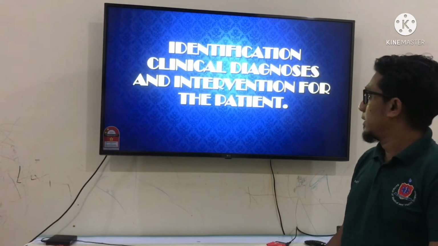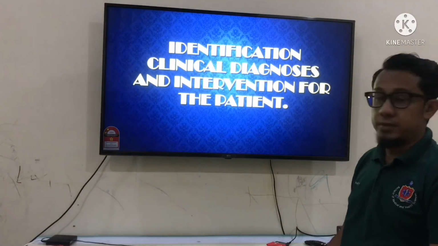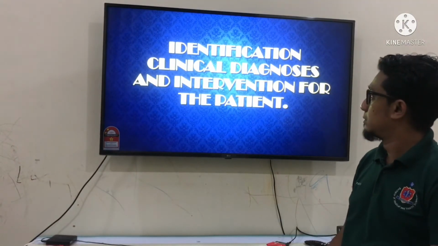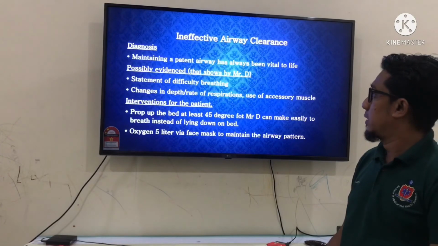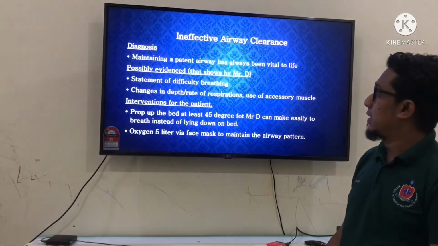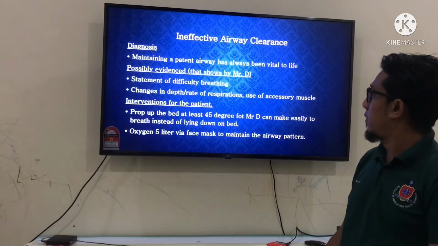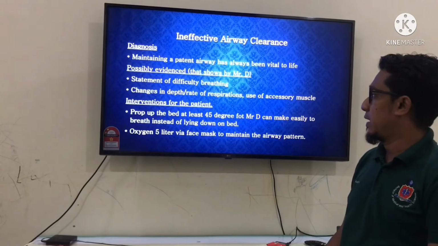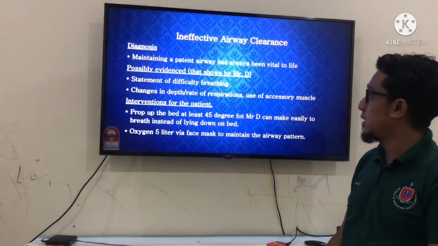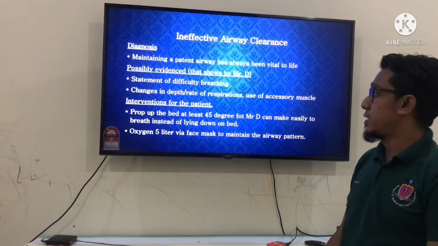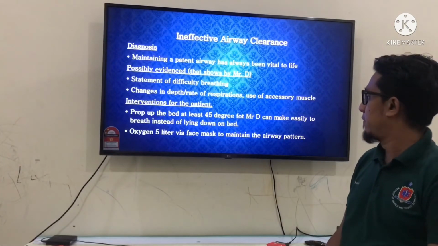Okay, identification of clinical diagnosis and interventions for the patient. Okay, the first is ineffective airway clearance. Diagnosis: maintaining a patent airway has always been vital to life. Possible evidence shown by Mr. D: statement of difficulty of breathing, he experiences shortness of breath, and change in depth and rate of respiration.